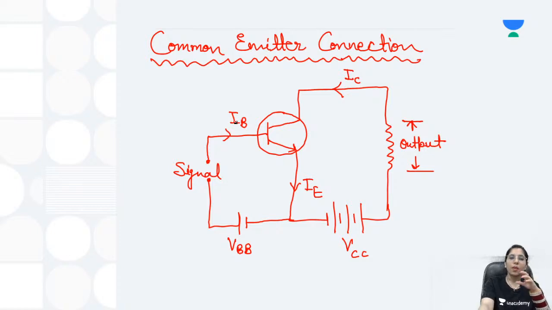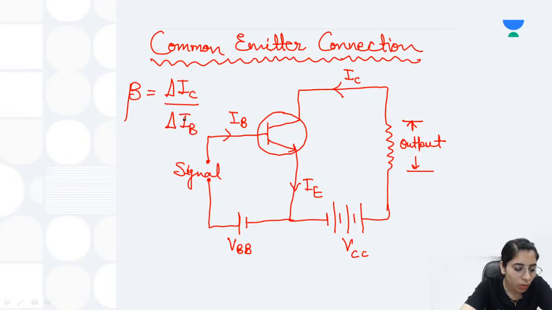Okay, so common emitter connection, now we'll be considering it as beta. What will it be? The current amplification factor, so delta IC, the output side, upon delta IB, that is the input side. Because the emitter is common this time, it will not be something we consider here. So that's how you get the common emitter connection current amplification factor.